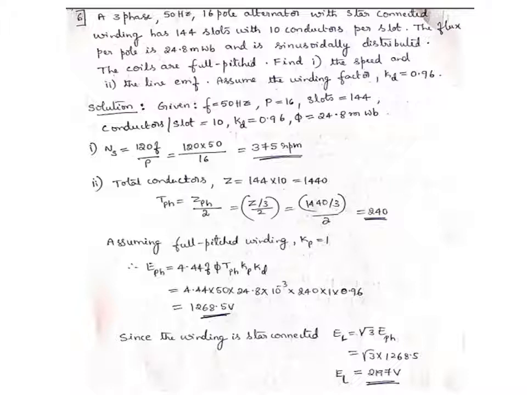How do we calculate the speed? It is 120 f by P, so it is 375 RPM. Assuming a full pitch coil, Kp is equal to 1, Kd is 0.96. If you substitute in the equation 4.44 f phi T_ph Kp Kd, you get 1268.5 volts. So what is the line voltage? For the star connection, as already discussed, E_L is equal to root 3 into E_ph. If you multiply root 3 into 1268.5, you get 2197 volts as the line voltage.